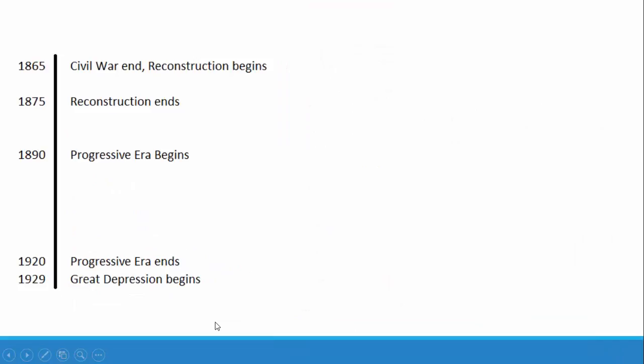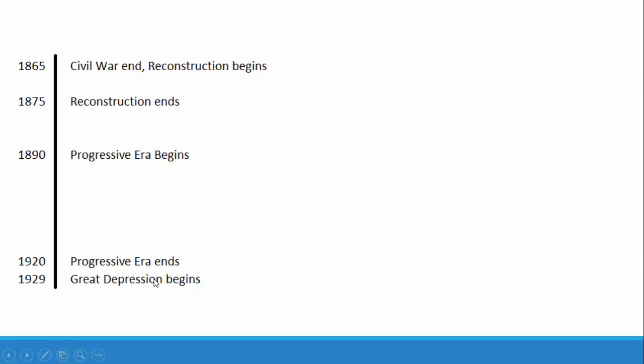Yesterday we learned about the progressive movement. We know the progressive movement takes a good amount of time, about 30 years in American history. And it's around the time after Reconstruction, but before the Great Depression.